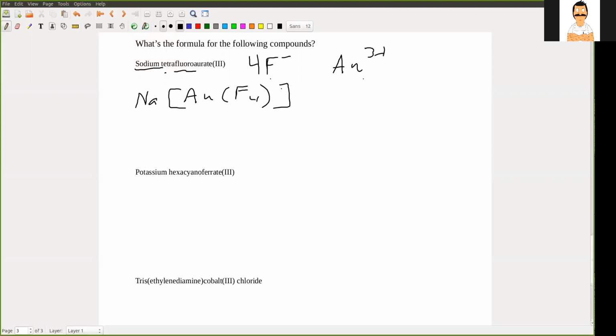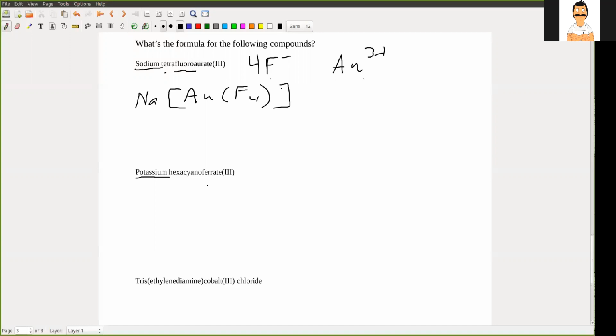Okay. Let's do another one. Even though you're given the complementary species, in this case potassium, sometimes it's a little easier to just go ahead and write down the stuff that's inside the brackets first and then write the stuff outside the brackets. So let's start with what's in the brackets.